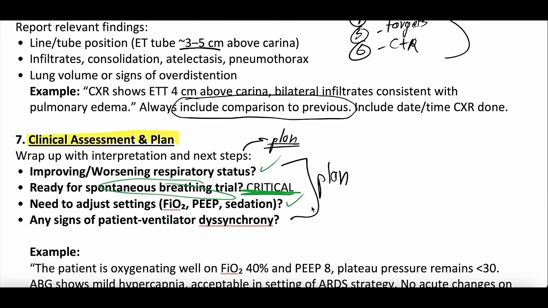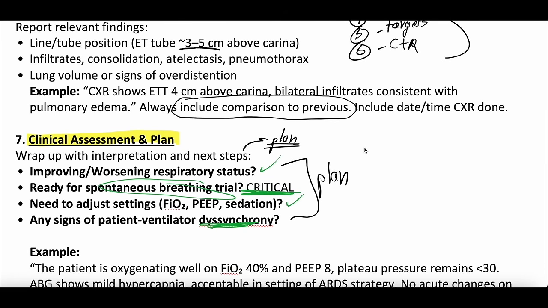Do you need to adjust any of their ventilator settings? Any signs of patient-ventilator desynchrony is important to think about too, okay? So this might look like, in your plan, you already went through the whole ventilator and you say something like, patient has had improving oxygenation. They're currently on an FiO2 40% and PEEP of 5. They're ready for a spontaneous breathing trial, which we will do this morning.